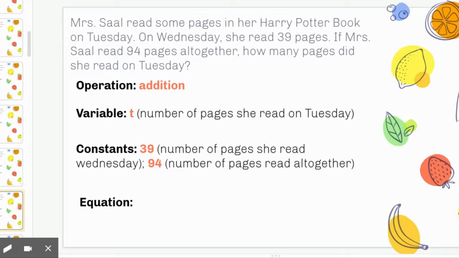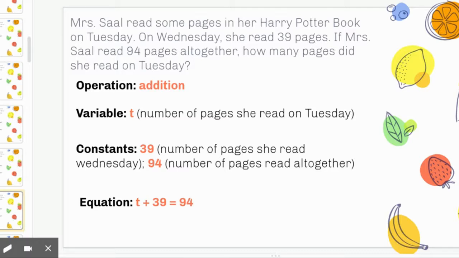So like we said, we're using addition. Our variable is t, which is the number she read on Tuesday. Our constants are 39 and 94. So when we write the equation, we're going to take t, we're going to add 39 to it, and that equals 94. And the reason why we write it like this is because since t represents the number of pages she read on Tuesday, that's where she started. She read some pages on Tuesday. Then on Wednesday, she added 39 more pages to that to get a total of 94.